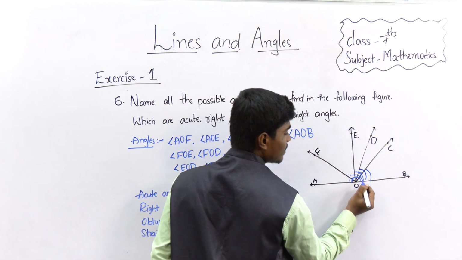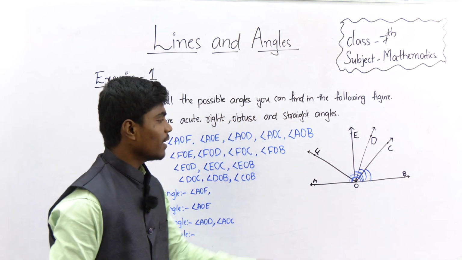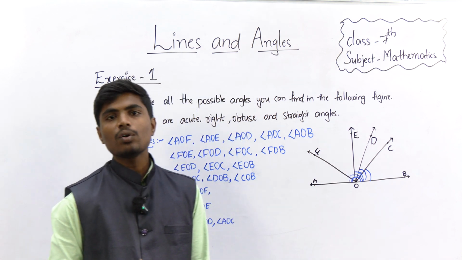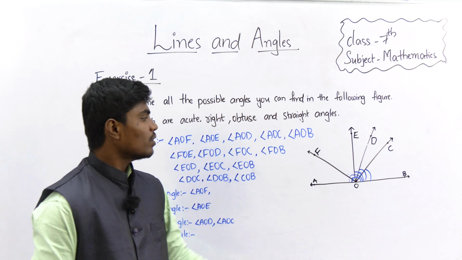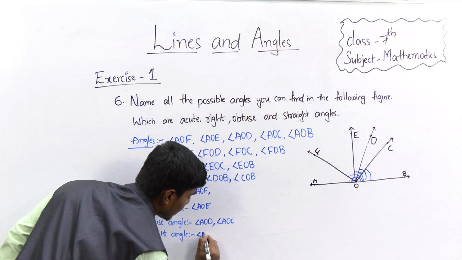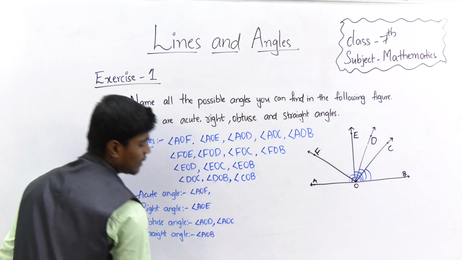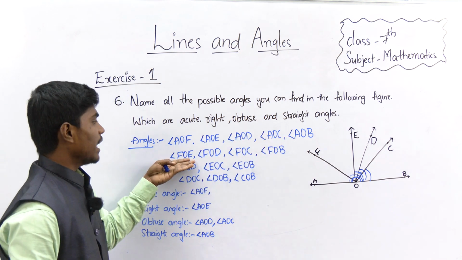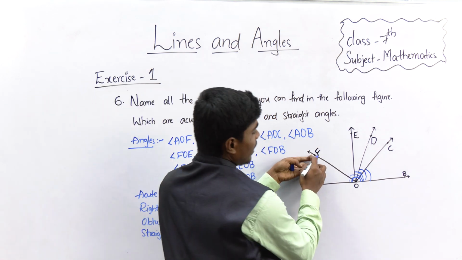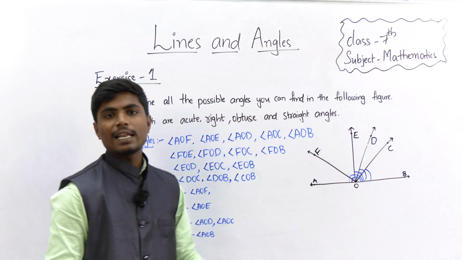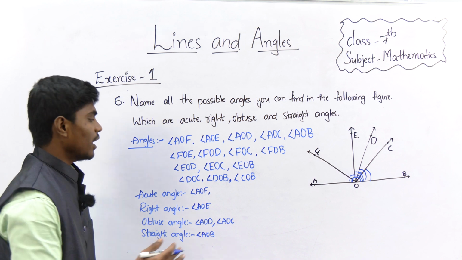Next angle AOB. Here AOB is a complete straight line, and here one angle is formed. This angle is equal to 180 degrees. So this is a straight angle. So angle AOB is the straight angle. Next, FOE. Angle FOE. This angle is less than 90. So this is an acute angle.